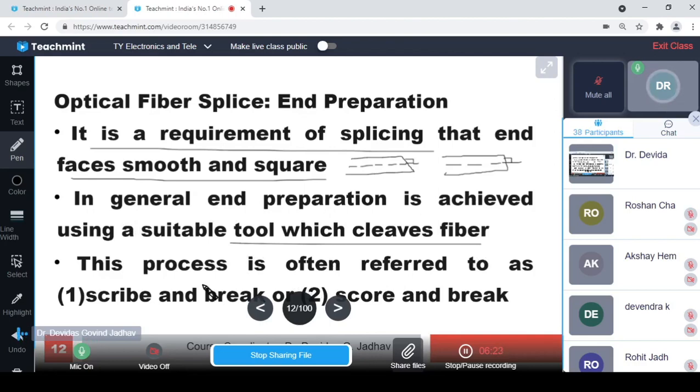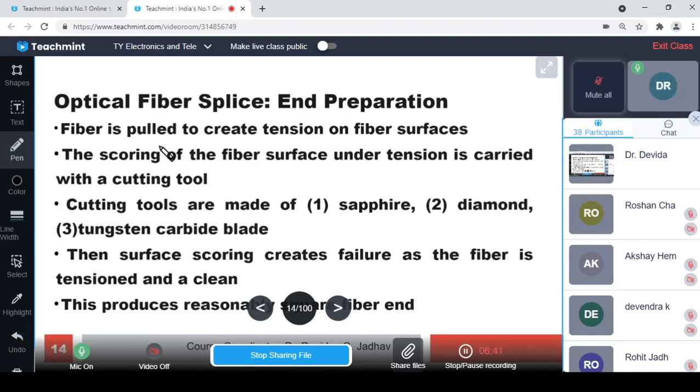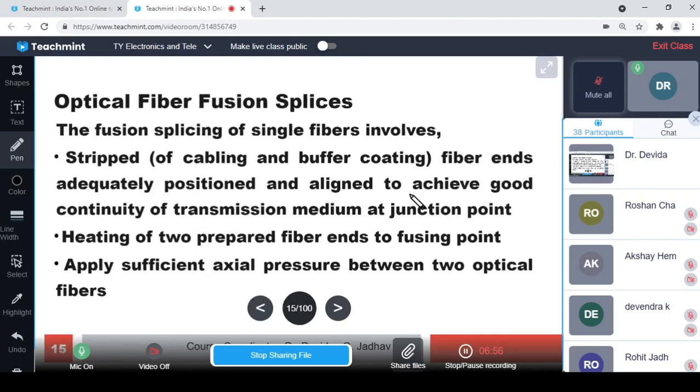This is often done using the process of scribe and break, or score and break. This is the process shown, which has a knife edge that creates a crack, and the crack propagates under the tension on the fiber, so that it gives the end preparation. The fiber is pulled, and a cutting tool of sapphire, diamond or tungsten carbide creates and initiates the crack, and then surface scoring creates the failure and produces the end face.